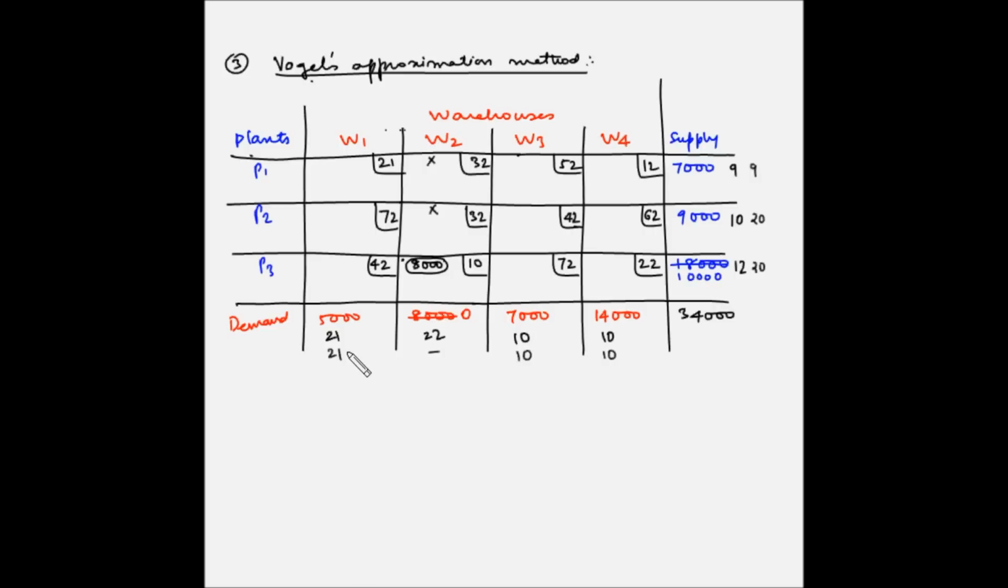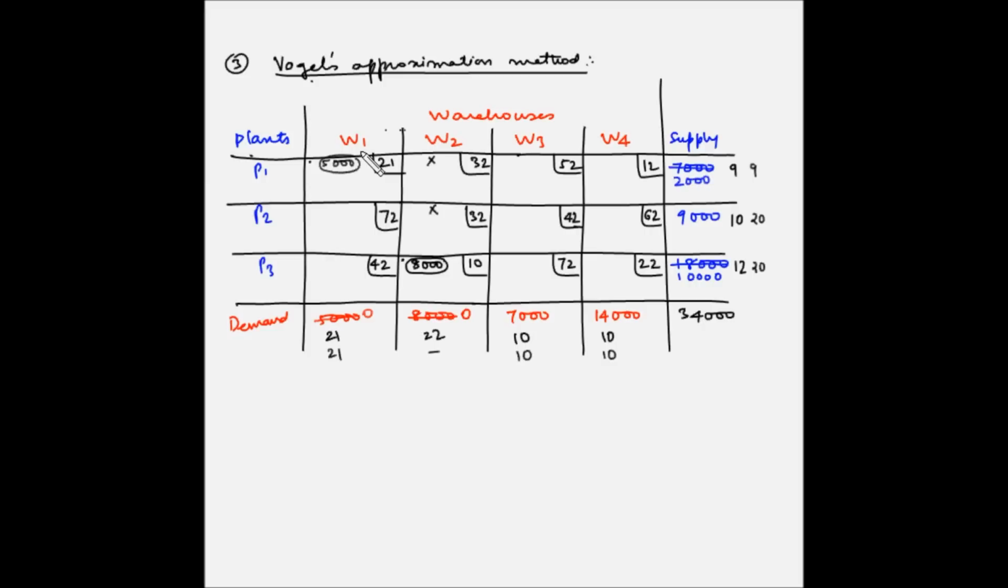Now let's allocate the maximum number of units to the square with the minimum cost in the selected column. So the square with the lowest cost for this column is P1W1. So let's evaluate the supply and demand situation for this square. P1 has a supply availability of 7,000 units, while W1 has a demand of 5,000 units. So the maximum we can allocate is 5,000 units here. So with this allocation, the entire demand for W1 has been met. So the remaining demand is zero, while the supply availability for P1 is now 7,000 minus 5,000, which is 2,000 units.